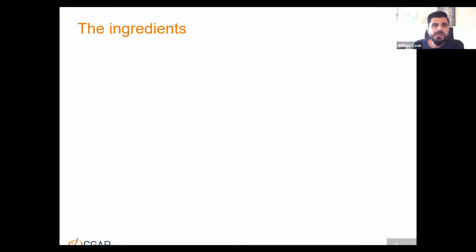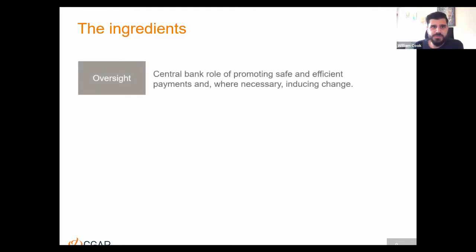Okay. So first, what are those things that we're talking about as ingredients, as the components of one of these systems? Well, first, oversight. At the top level, the central bank role of promoting safe and efficient payments, and where necessary, inducing change. We'll talk about that inducing change piece a little bit in a second. But really, this is just the general regulation and supervision role for the central bank in oversight.